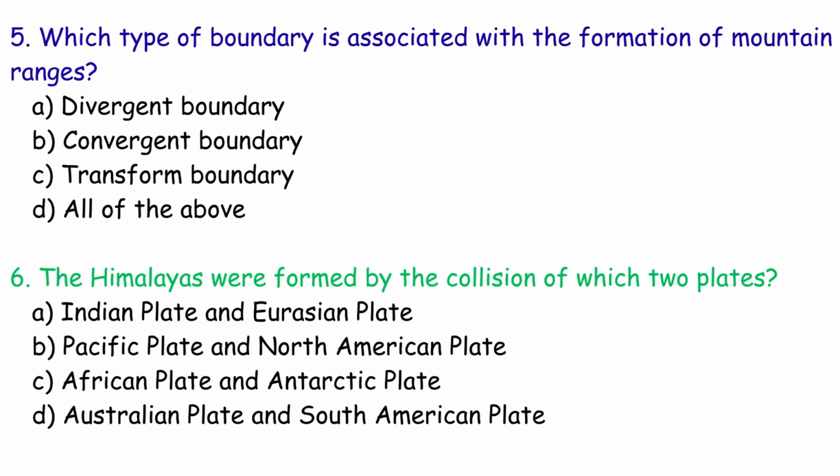5. Which type of boundary is associated with the formation of mountain ranges? A. Divergent boundary. B. Convergent boundary. C. Transform boundary. D. All of the above. 6. The Himalayas were formed by the collision of which two plates? A. Indian plate and Eurasian plate. B. Pacific plate and North American plate. C. African plate and Antarctic plate. D. Australian plate and South American plate.